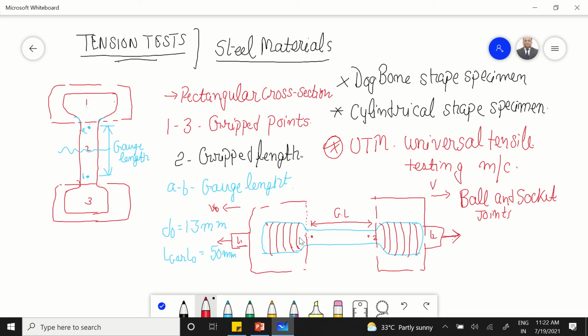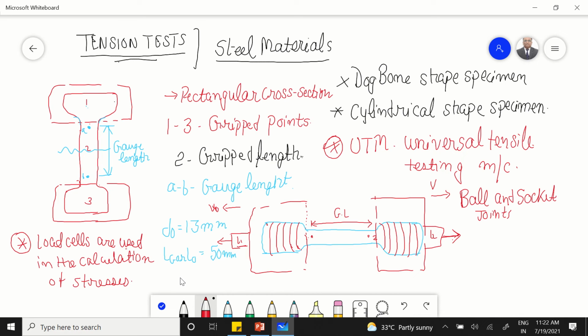These load cell values will be used in the evaluation of stresses that are produced in this specimen. So load cell values are used in the calculation of stresses.